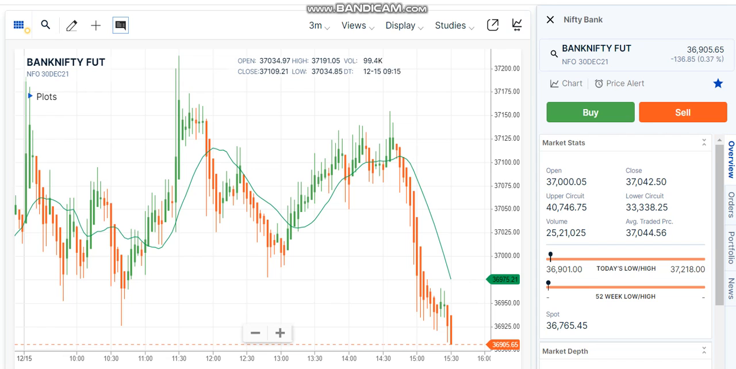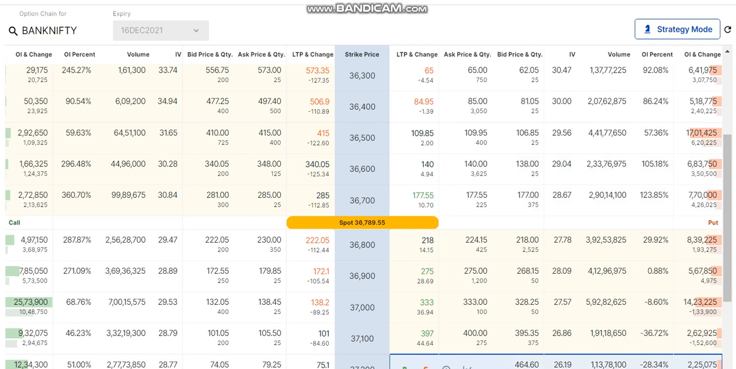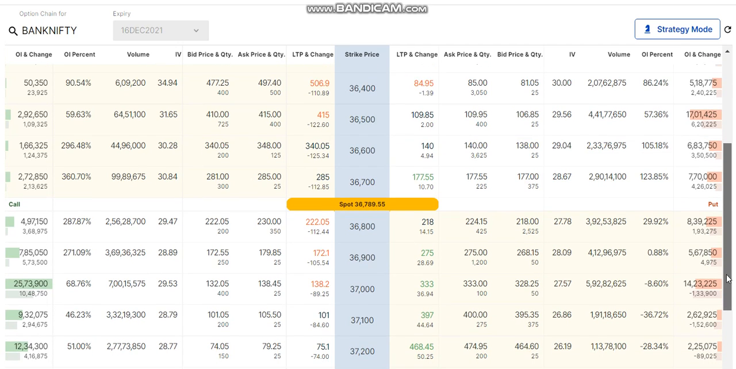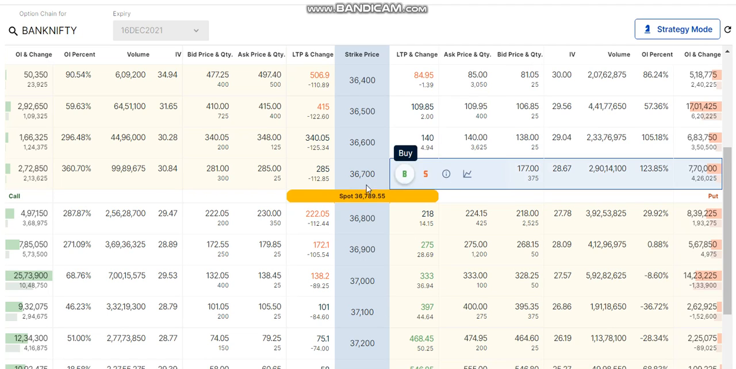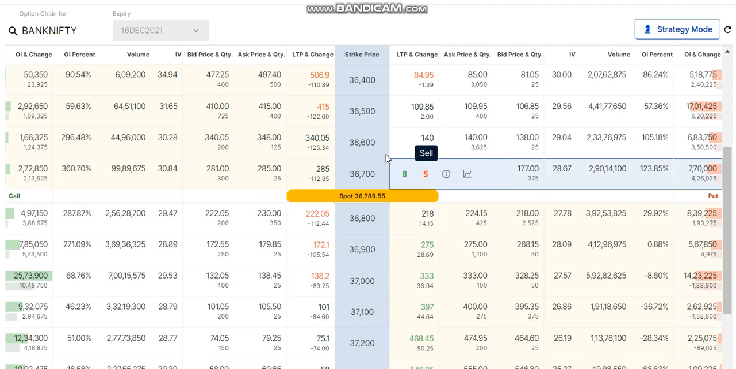Coming to the option chain data, this is the market option chain data for the expiry of 16th December 2021. We can see here the spot price, and these are the strike prices for the Bank Nifty index. As you can see, the out of the money premiums have already reached 222 and then 177 here.